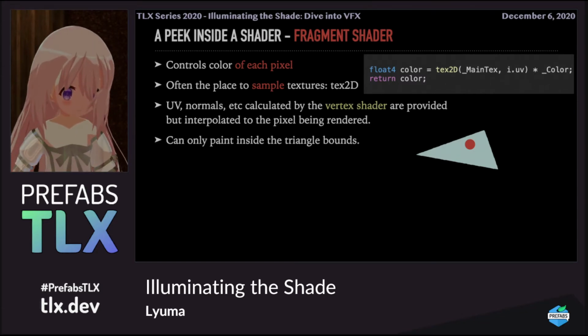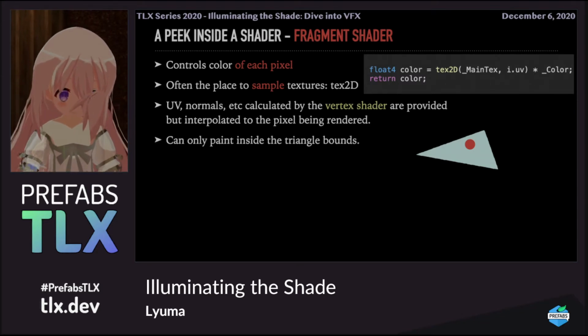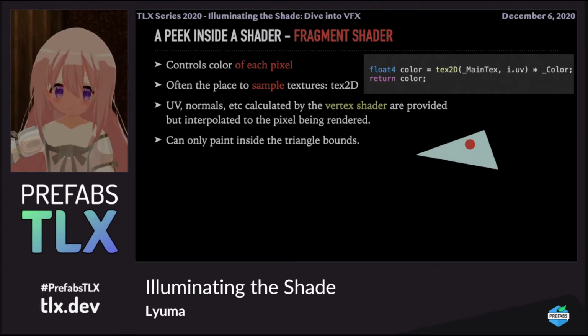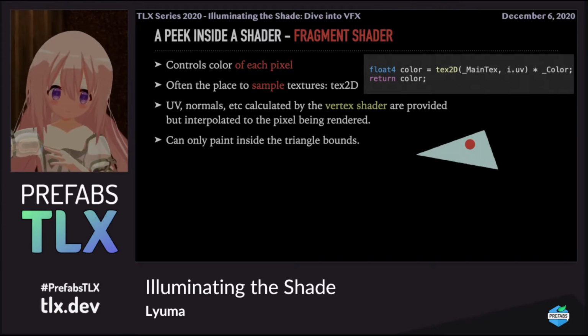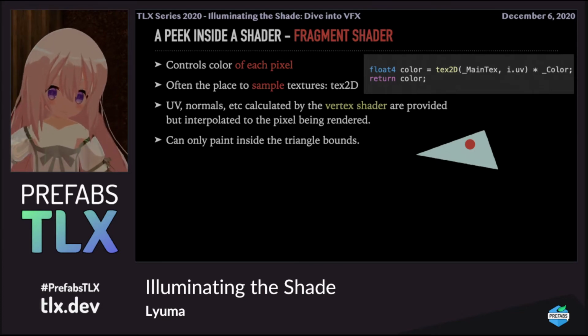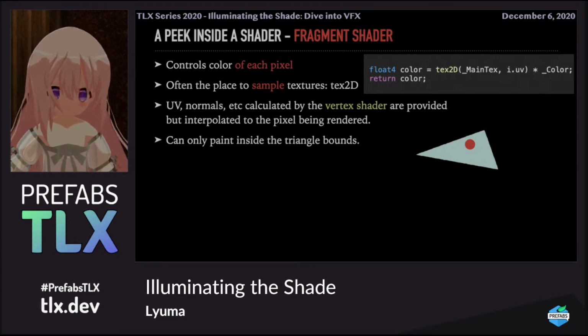Of course, for fragment shaders, you can paint any pixel within the triangle. You can't paint pixels outside the triangle. So if you want to do a weird glitch sort of effect, you will need to do something a little bit more than just a custom fragment shader for that sort of thing.